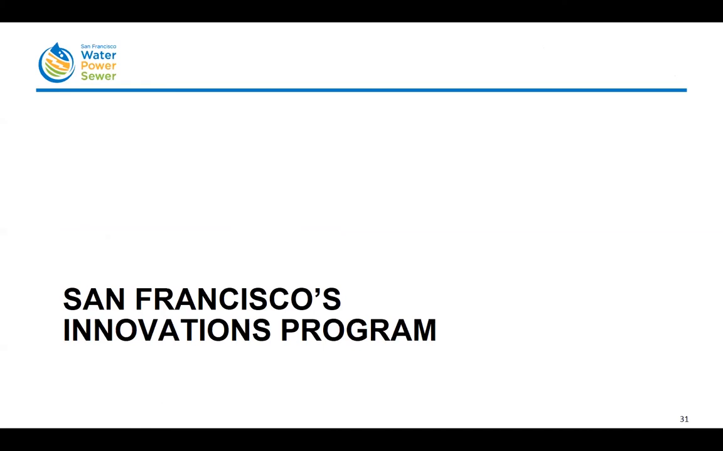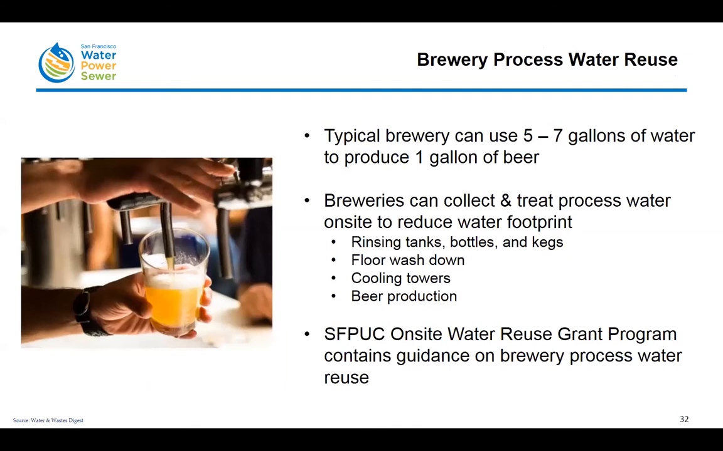So switching gears a little bit to our innovations program. As I mentioned earlier in my presentation, we are really interested in brewery process water reuse. We recognize that breweries are a significant water user in the city. A typical brewery can use 5 to 7 gallons of water to produce 1 gallon of beer. So that's pretty significant.